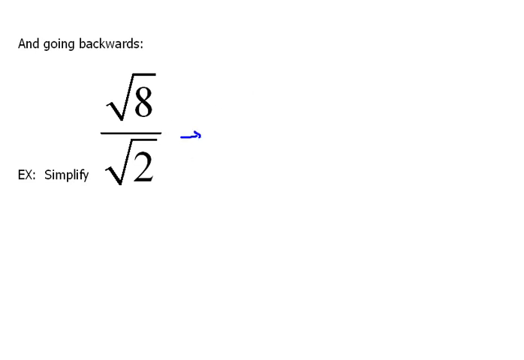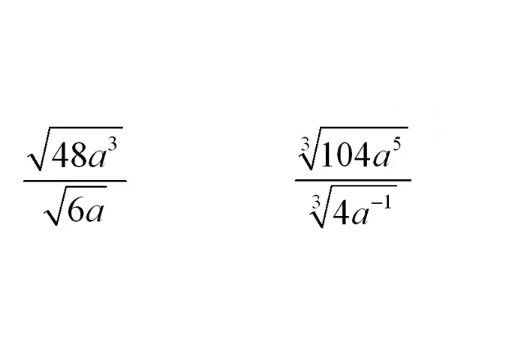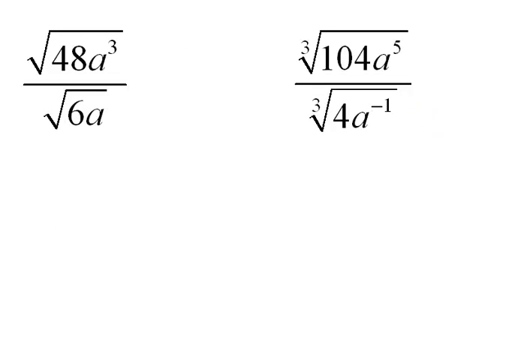So maybe if we were to rewrite this as a single root, 8 over 2, now we can do some simplifying. Because 8 divided by 2 would be 4. So now this is the same thing as the square root of 4, which we know to be 2. That's how that simplifies. Let's work a couple more examples using that.